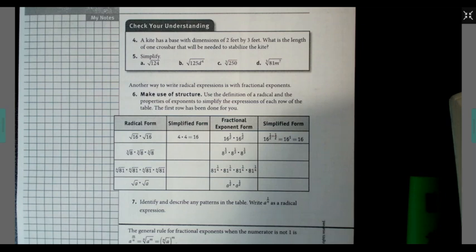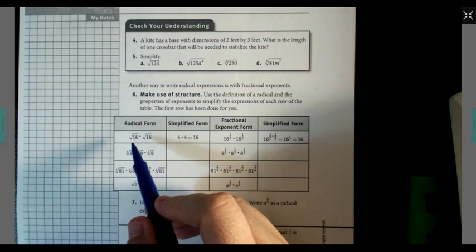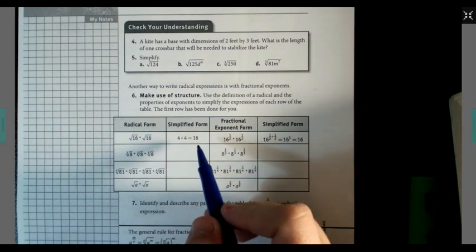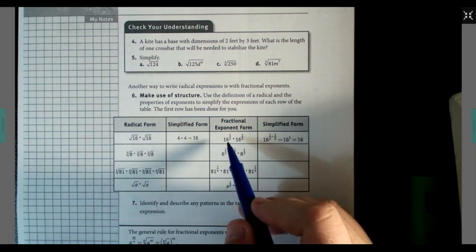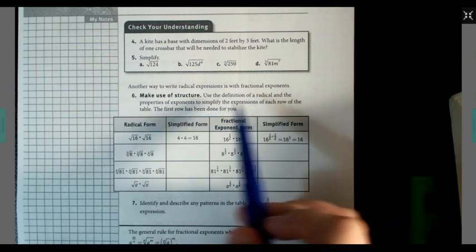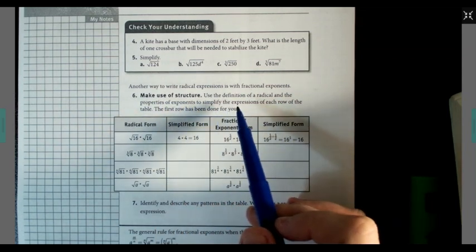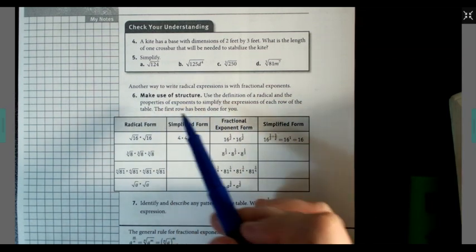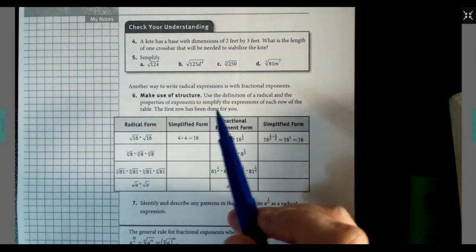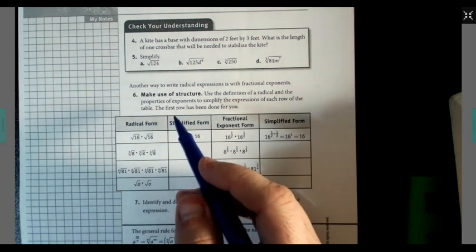Number 6 and 7 says, another way to write radical expressions is with fractional exponents. We got the square root of 16 times the square root of 16 equals 4 times 4, which equals 16. If I wrote it as a fractional, it says use the definition of a radical and the properties of the exponents to simplify the expression in each row of the table. The first row has been done for you.